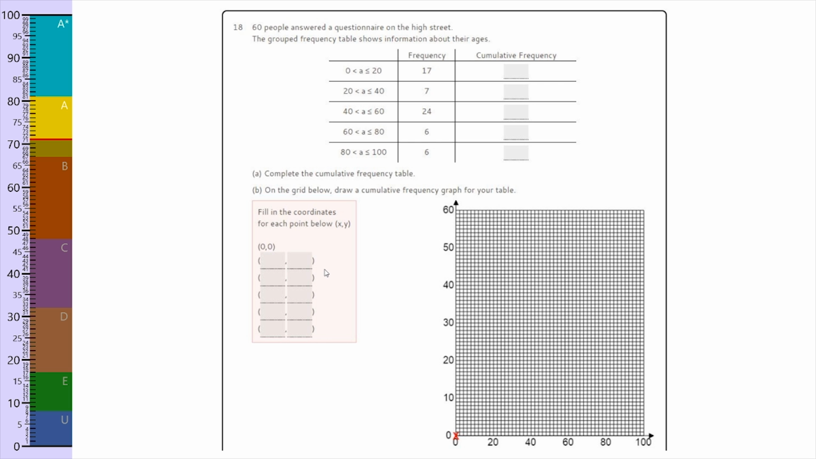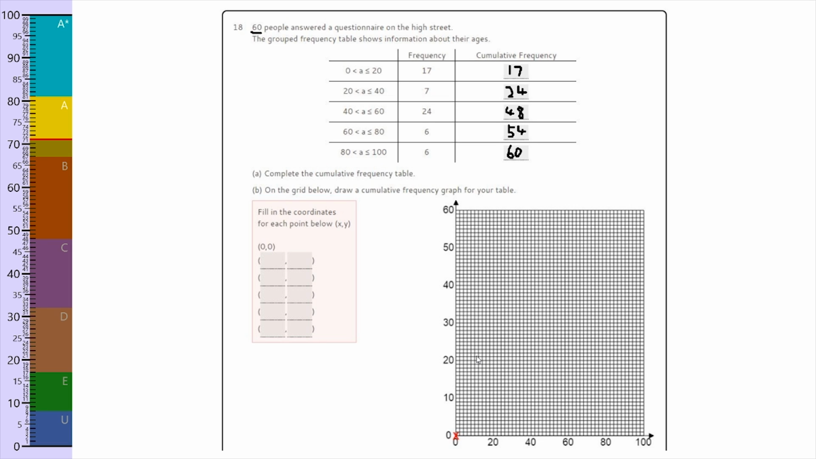Okay, let's get started. So, cumulative frequency just means running total. To fill out the cumulative frequency, it's going to be 17, then add 7, which is going to be 24. Then add the 24, which is going to be 48. Then add the 6, which is going to be 54. Then add the 6, which is going to be 60. And it says there's 60, so if it says it in the question and you end up with 60, you're pretty much there.